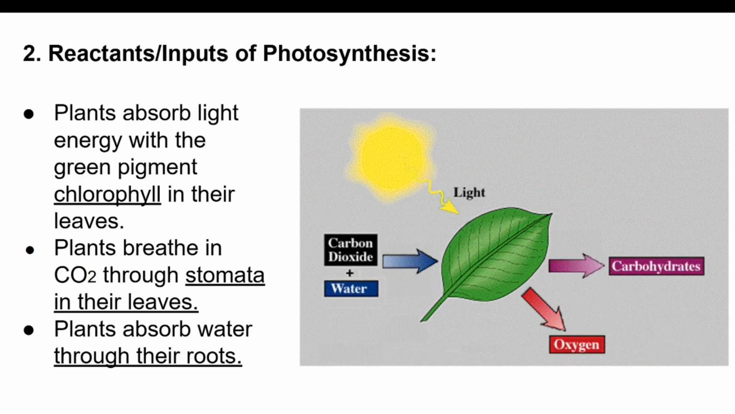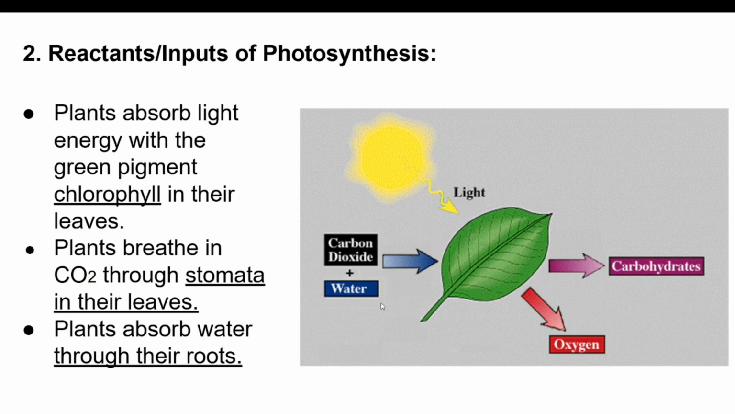Plants absorb light energy with the green pigment called chlorophyll in their leaves. Okay, so there's a pigment inside of each of these cells called chlorophyll, and that chlorophyll is really good at absorbing light. It absorbs every single color of light except for one specific color, and that color is green. So it does not absorb green. It actually reflects the green off of it, and that's why plants look green. It's because that green light is not being absorbed.